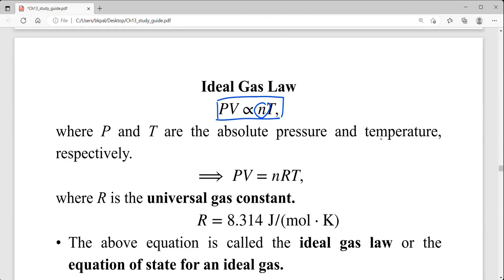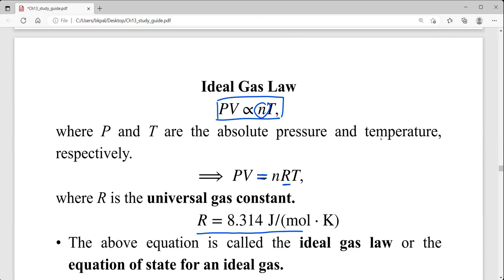Now we are ready to write an equation. If I want to get rid of the proportional sign and write an equation using an equal sign, we need a proportionality constant, right? Here the proportionality constant is R, and R is called the universal gas constant. It is the same number for any ideal gas. The value of the universal gas constant is R equal to 8.314 joule per mole per Kelvin.